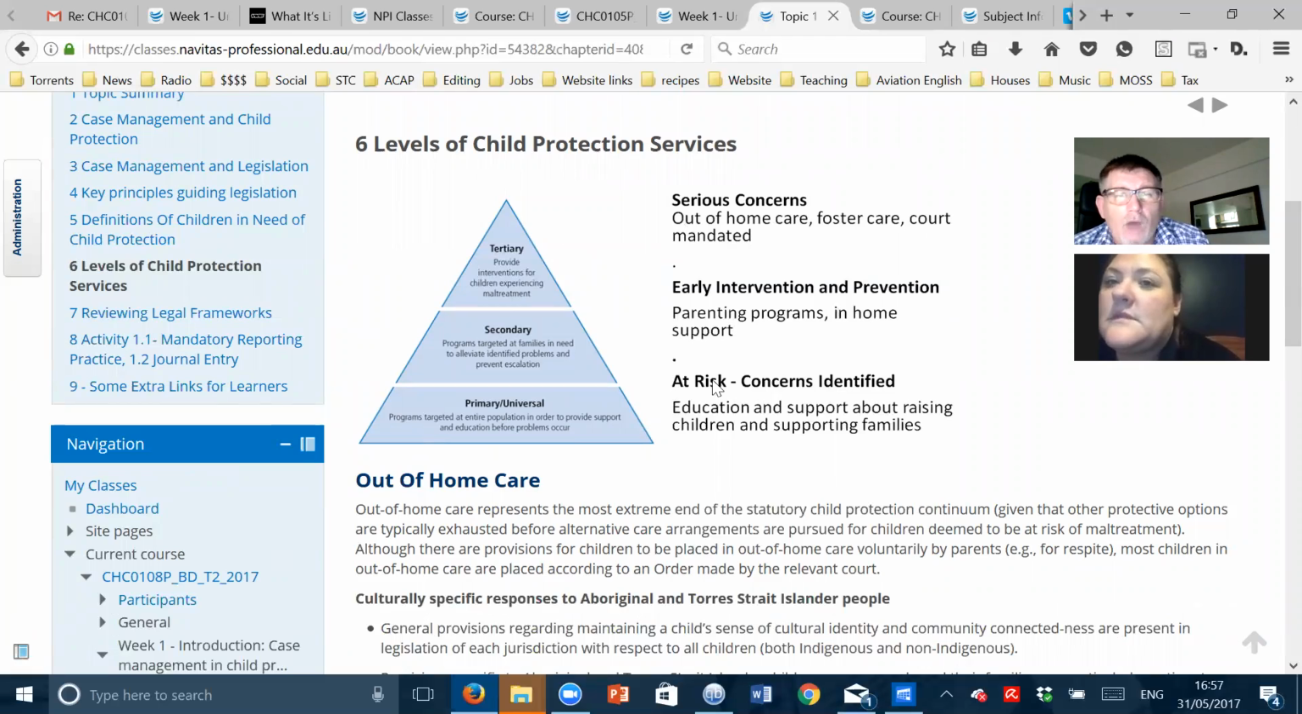So we're going to look at a raft of different measures for addressing problems, and levels of child protection services that we can intervene with. So we start at the bottom here: primary, universal programs targeting the entire population. Identifying, this is what we're doing in a way here: education, identification, online. You might see TV adverts. If you know something, tell somebody.